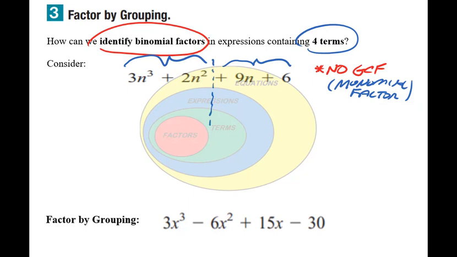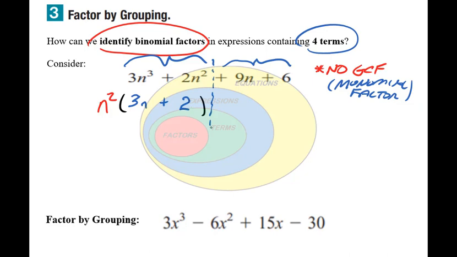Is there a common factor in the first 2 terms? Yes, there is a greatest common factor between 3n cubed and 2n squared, and that's n squared. And what's left would be a factor of 3n plus 2.